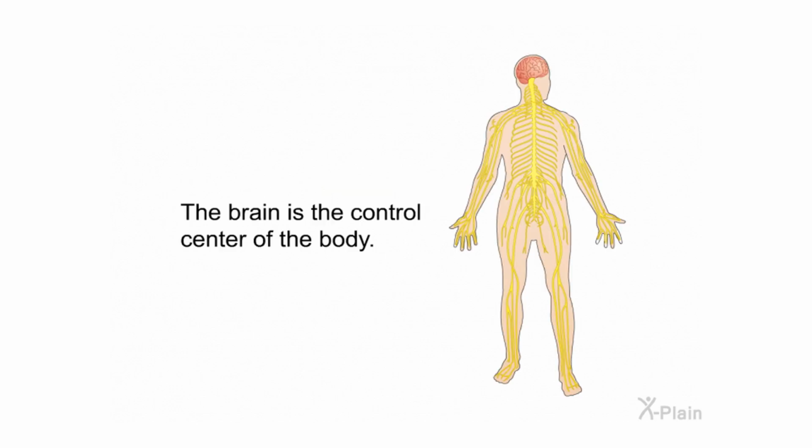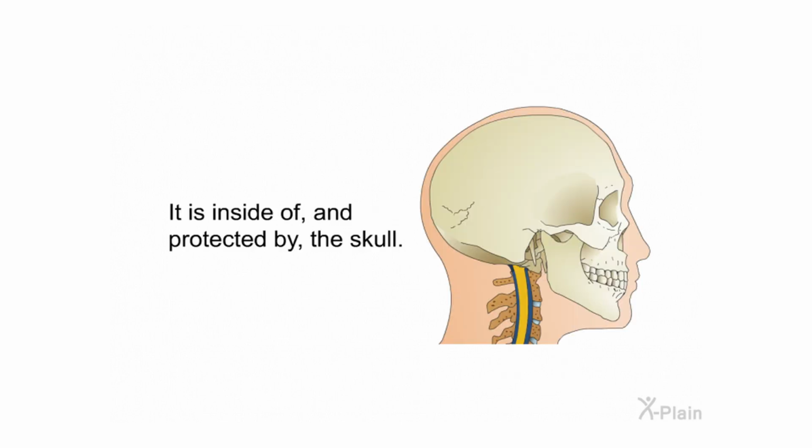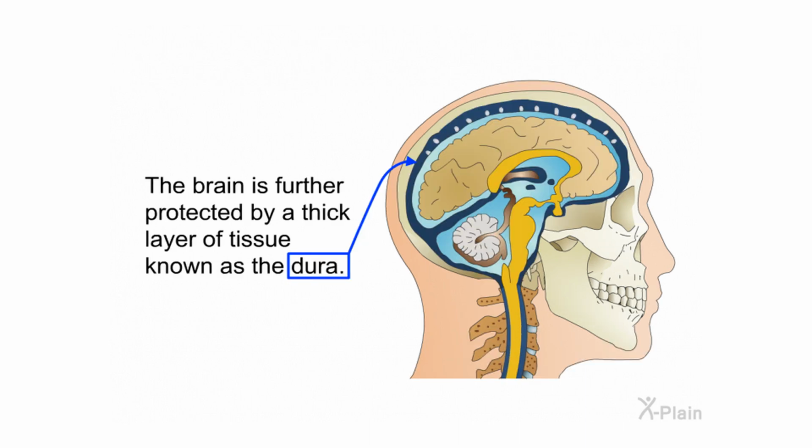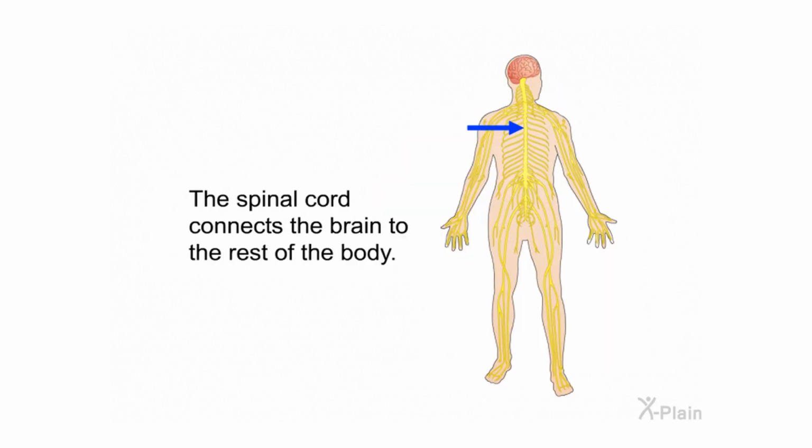The brain. The brain is the control center of the body. It is inside of and protected by the skull. The brain is further protected by a thick layer of tissue known as the dura. The spinal cord connects the brain to the rest of the body.